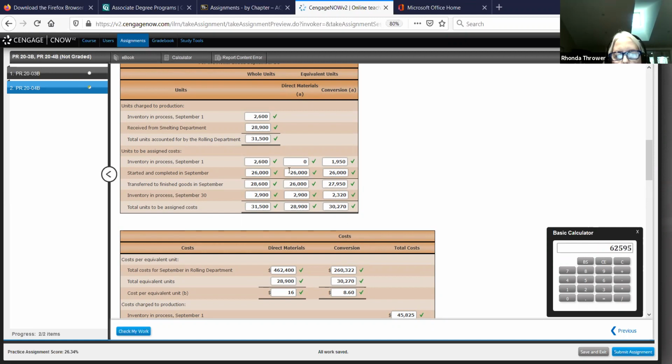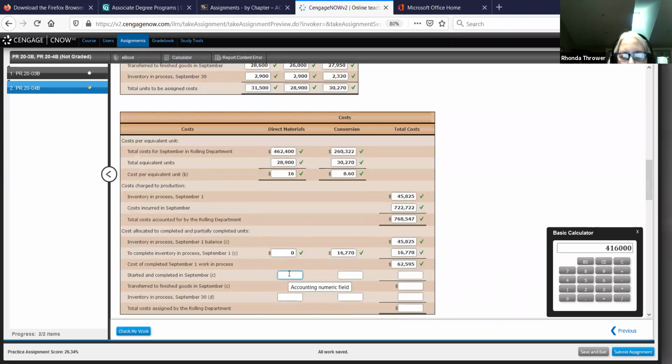Start with your materials first. There were 26,000 units that would have to be multiplied by the cost per equivalent unit for your materials. So 26,000 units times $16 is 416,000. So 416,000 is the cost of our materials for our started and completed units.